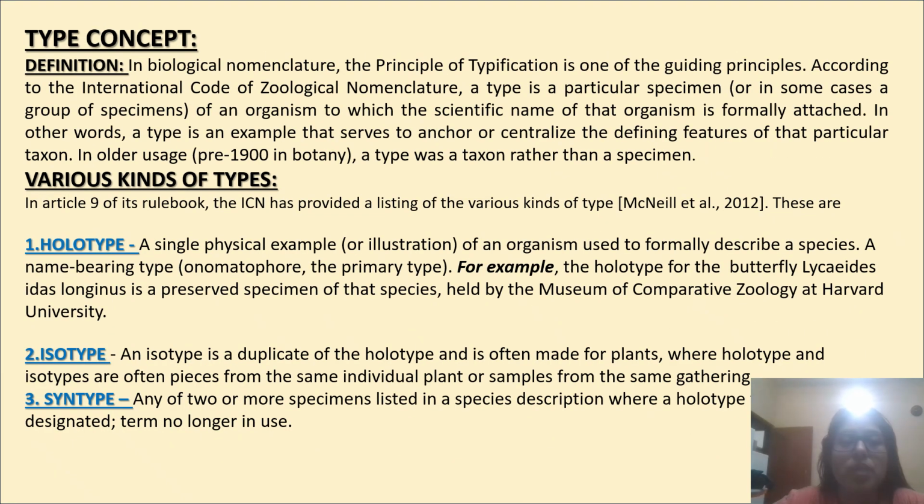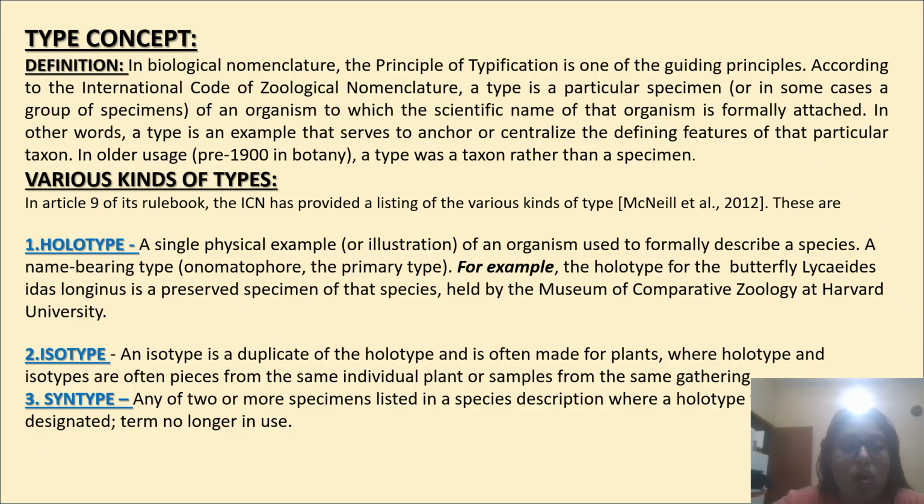Next, I will discuss the type concept. What is the type concept? In biological nomenclature, the principle of typification is one of the guiding principles. According to the Code of Zoological Nomenclature, a type is a particular specimen of an organism to which the scientific name of that organism is formally attached. In other words, a type is an example that serves to anchor or centralize the defining features of that particular taxon.